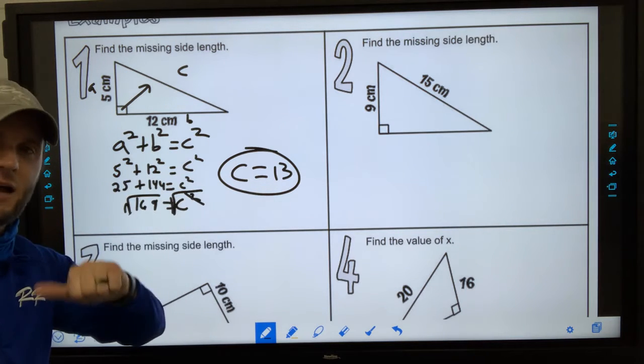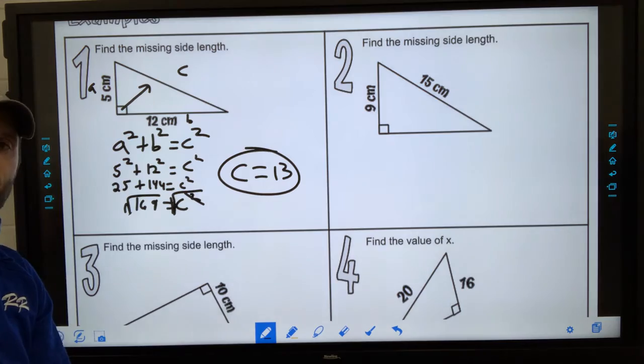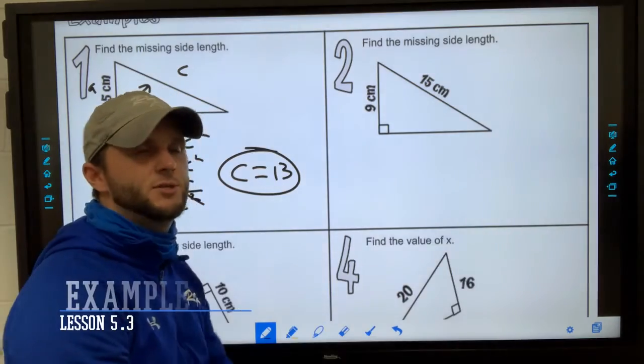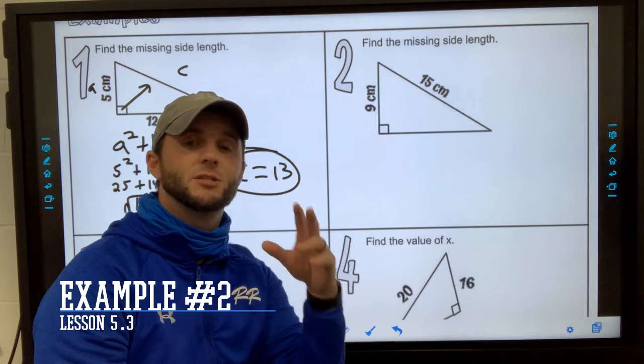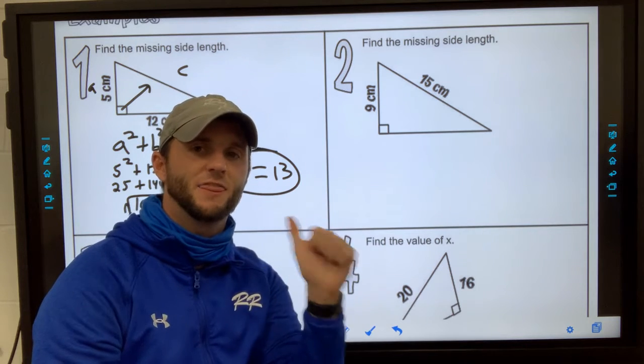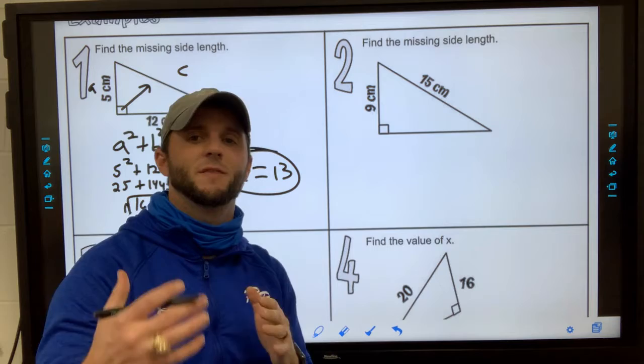You could simplify your radical just like the last lesson that we did here. Okay, so let's jump over to example number 2. So right now in example number 2, it tells us to find the missing side length. Again, we're given two sides. I need to find that third one. I know it's a right triangle, so that means I can use Pythagorean theorem.